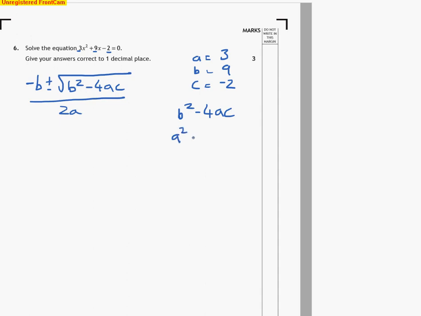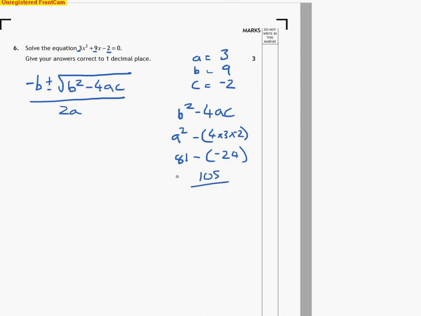Okay, so 9 squared minus 4ac, so it's 4 times 3, 4ac times minus 2, and that's very important. Okay, so we've got 9 squared, so it's going to be 81, take away 4 times 3, which is 12, times minus 2, which is minus 24. Okay, 2 minuses make a positive, so we're going to add them together, so that's going to be 105.